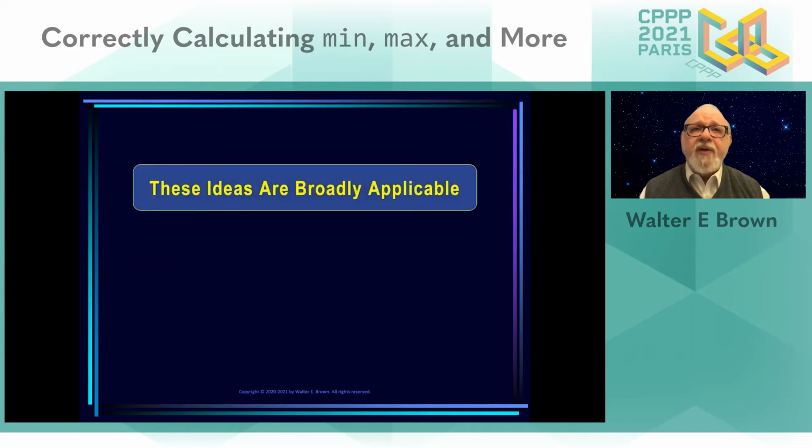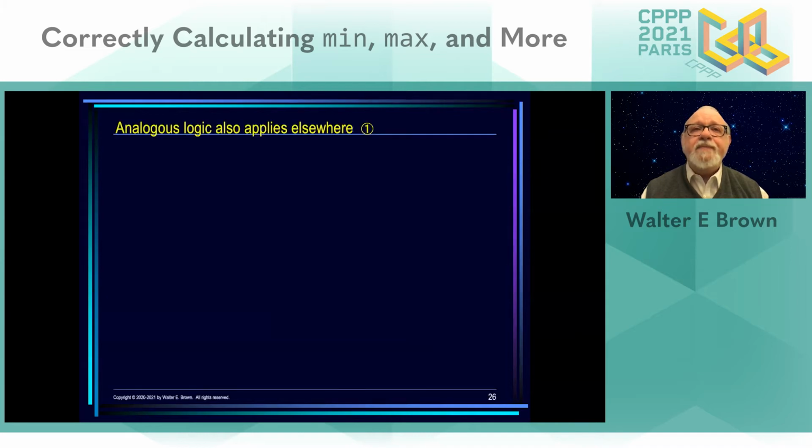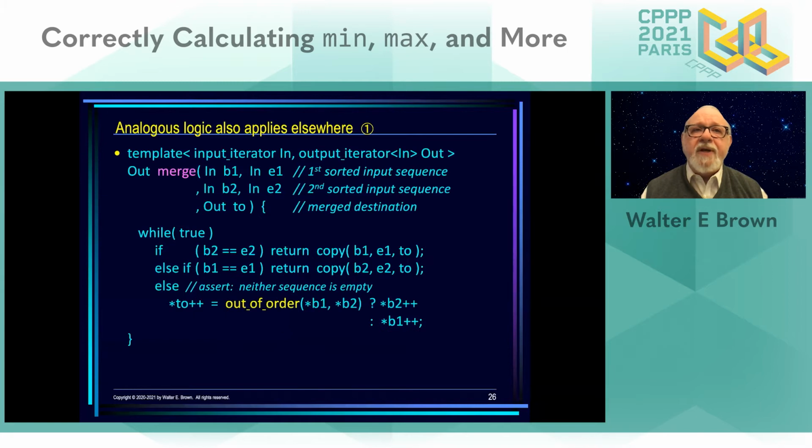Now, so far, I've confined myself to talking about min and max, but the same ideas I've discovered are broadly applicable. So let's look at some examples. Here is a very simple, fairly classical merge algorithm. We are given a pair of iterators to the first input sequence, assumed sorted, a second pair of iterators to a second input sequence, also assumed to be sorted, and of course, we're given a destination, which I've named 2.